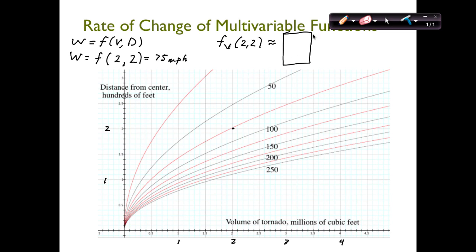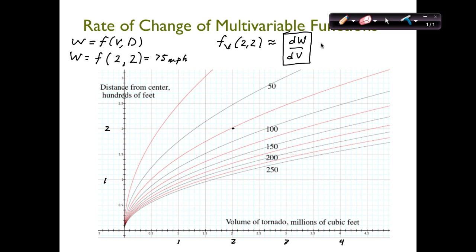No, it has nothing to do with the 2, 2. Just in general, nothing to do with numbers. What encapsulates the idea of the partial with respect to v? Yeah, dw dv. He wants dw dv. That's it. It's right. It's the rate of change of wind speed with respect to volume, and that's what we're going to read off from this graph.